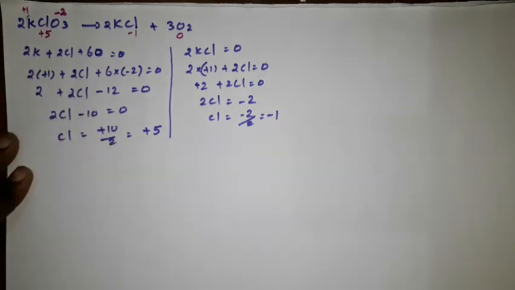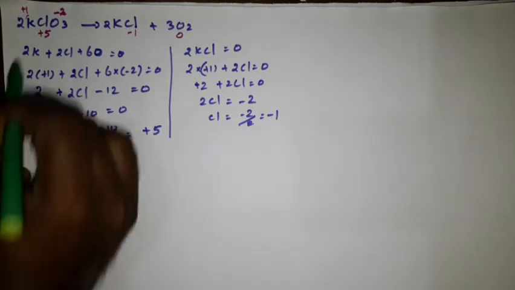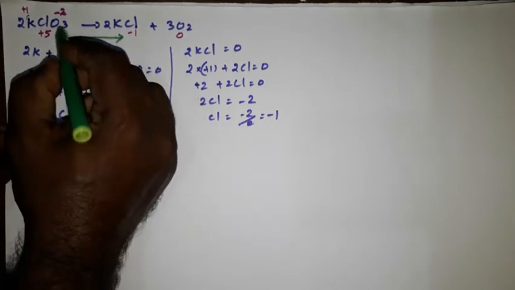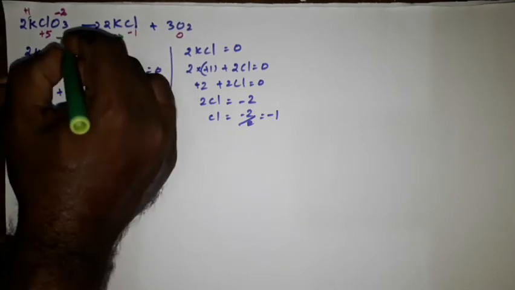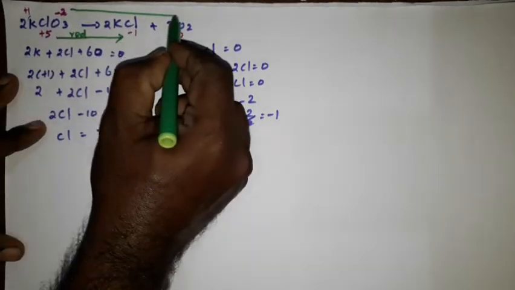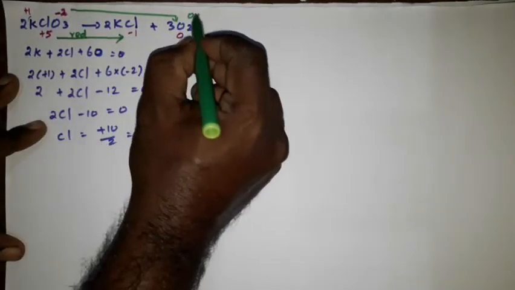Clear? Now check which is oxidized and which is reduced. Plus 5 to minus 1, the oxidation number decreased, so it is reduction. Now minus 2 to 0, here it is oxidized. Clear?